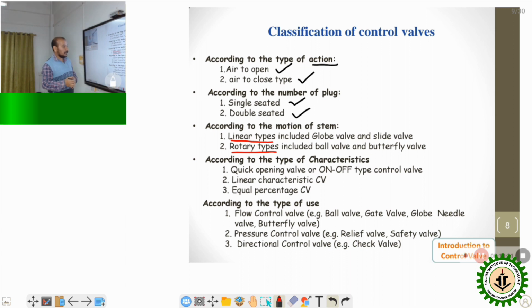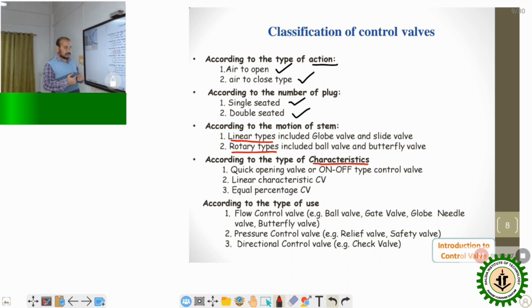According to the type of characteristics, it is a very important point of the discussion, which is quick opening, linear and equal percentage. Different control valves will give characteristics of different types. Someone makes opening quickly, someone makes the output linear with the opening of the valve, and someone will go in a different way, which is known as equal percentage, which will be discussed later on.